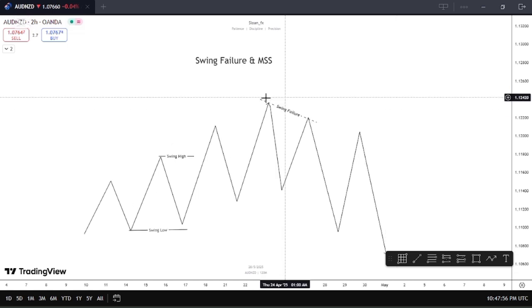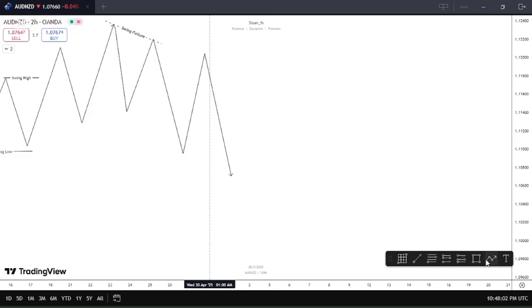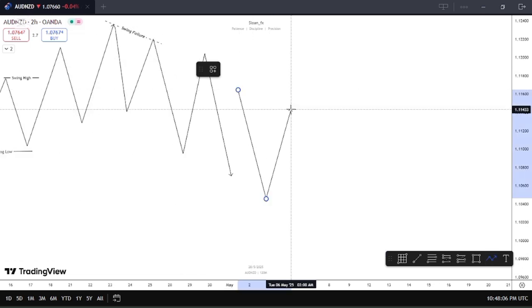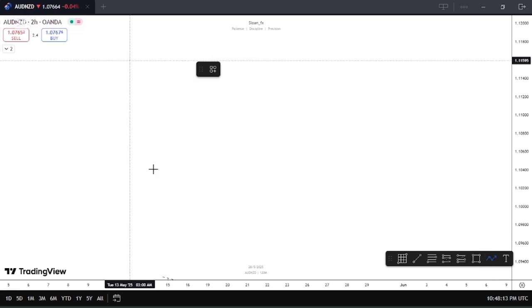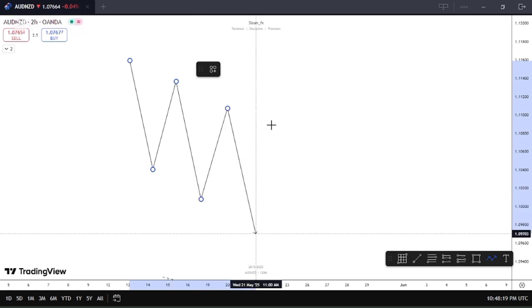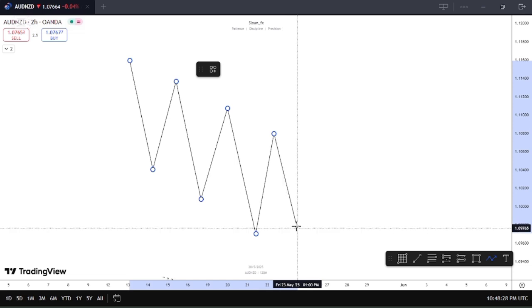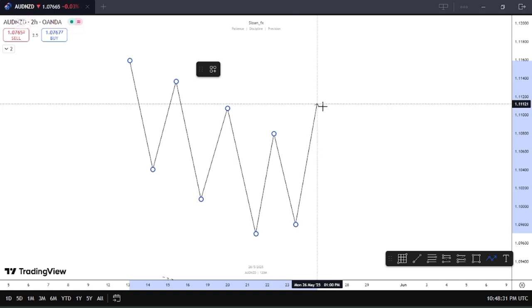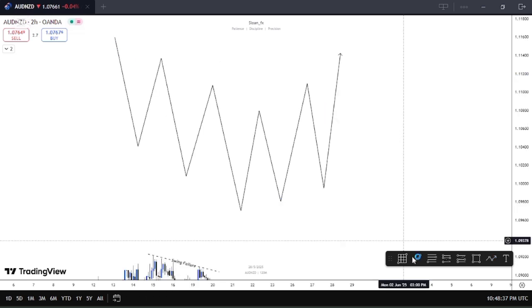So this is the diagrammatic explanation of swing failure and MSS. I'll recap again: MSS means market structure shift, basically a shift in the market structure from an uptrend to a downtrend. At this point is where our shift happens. Now we are on a downtrend, and we can look for entries into this zone and down. For an uptrend shifting to a downtrend, and from a downtrend shifting to an uptrend, you can see this, so this could also be an entry confirmation.